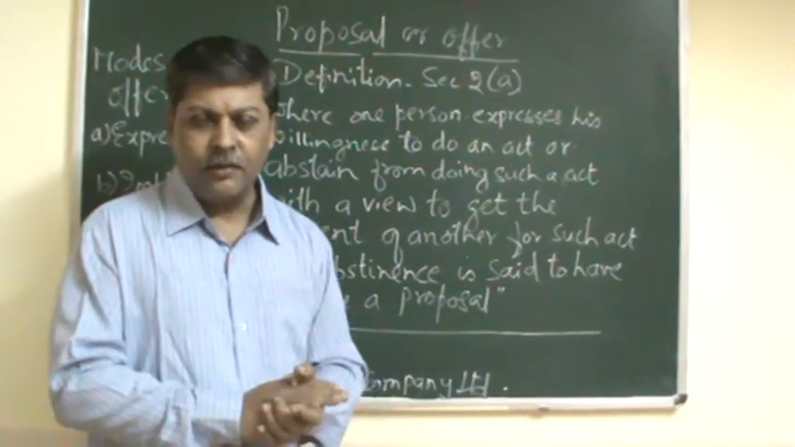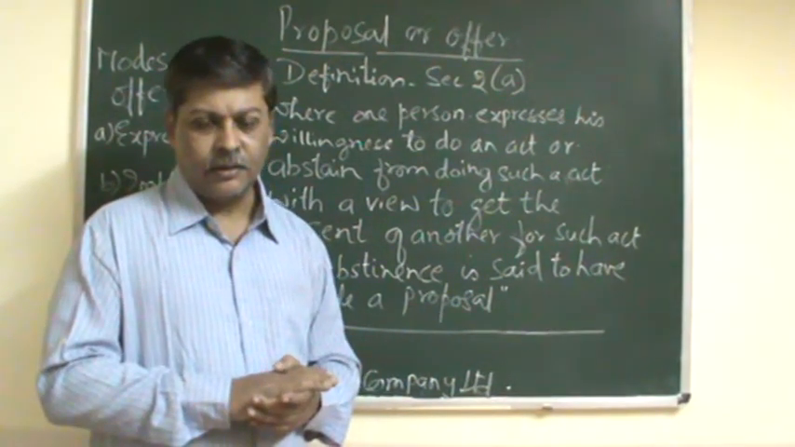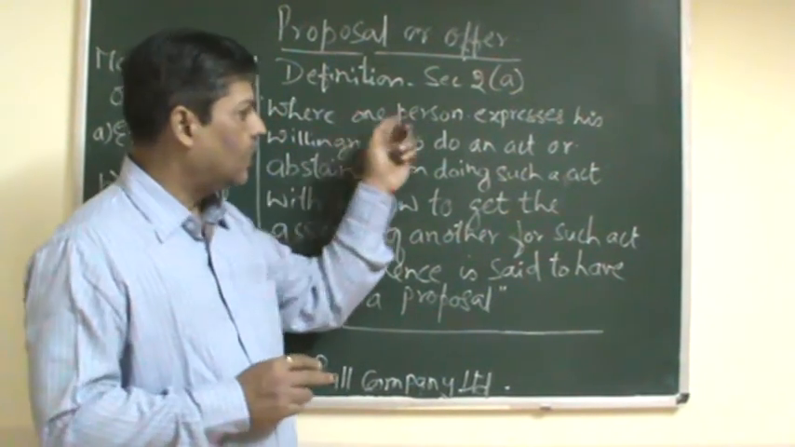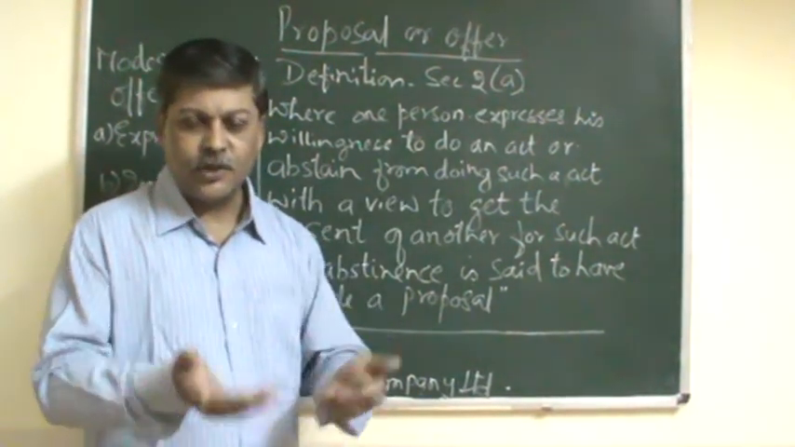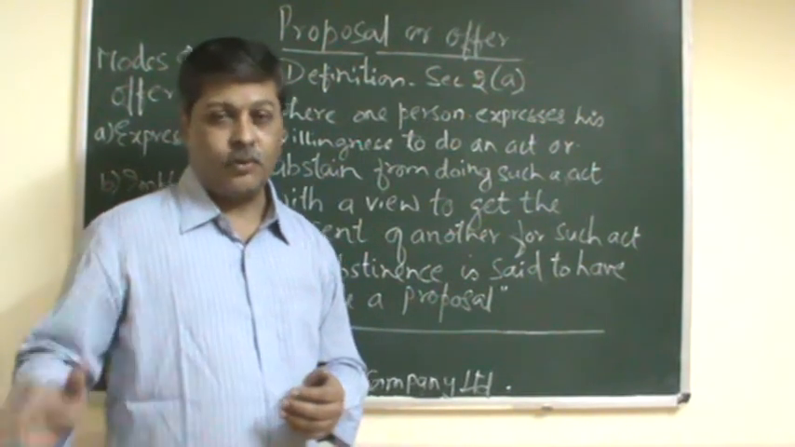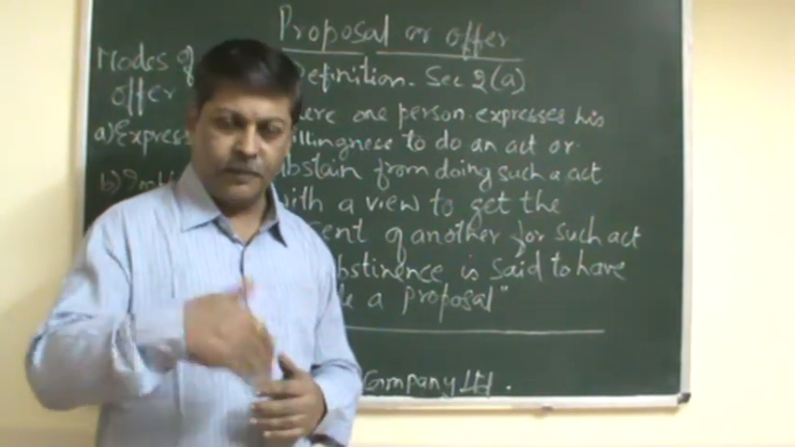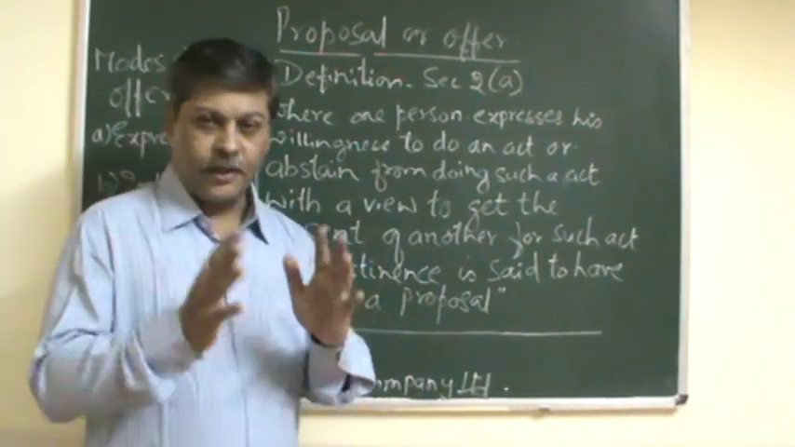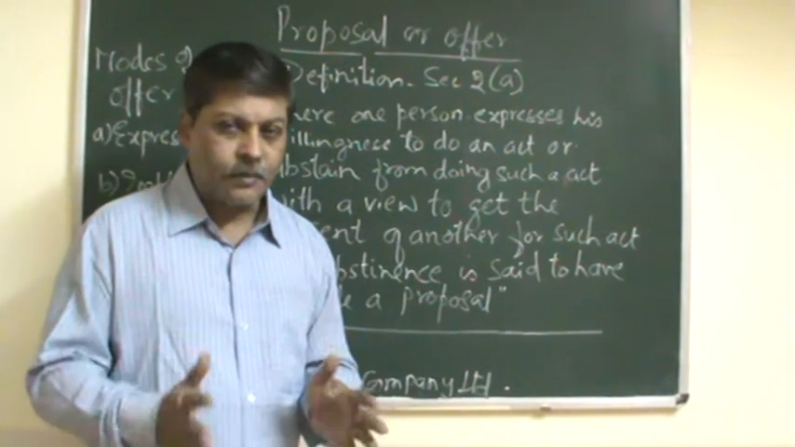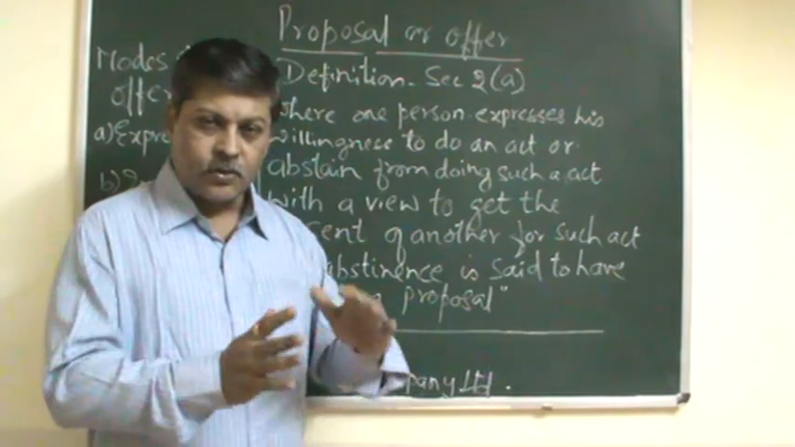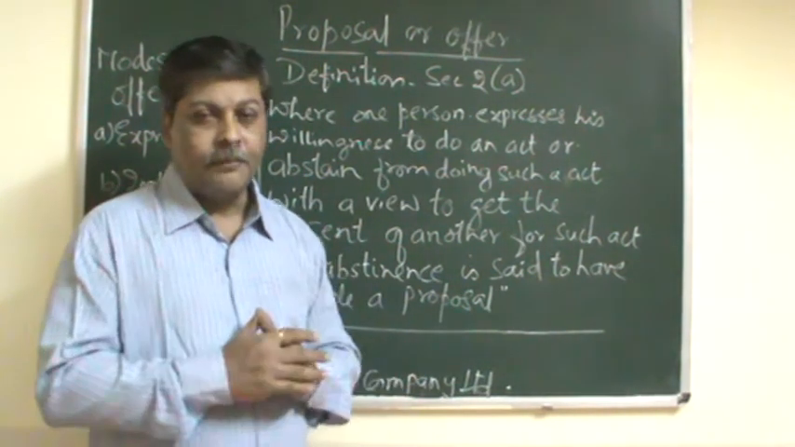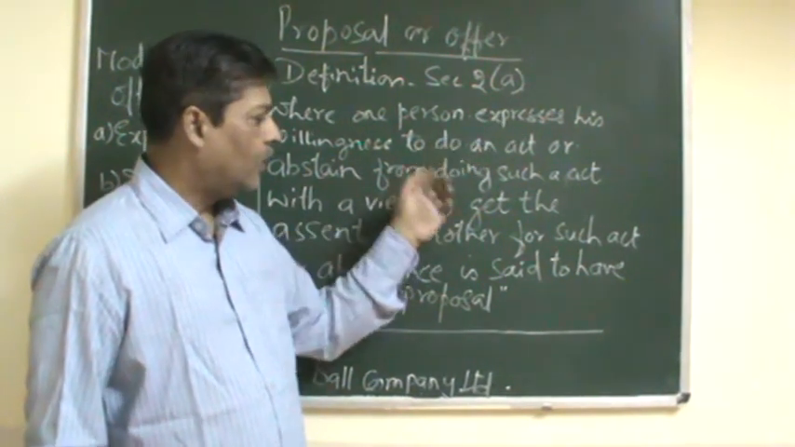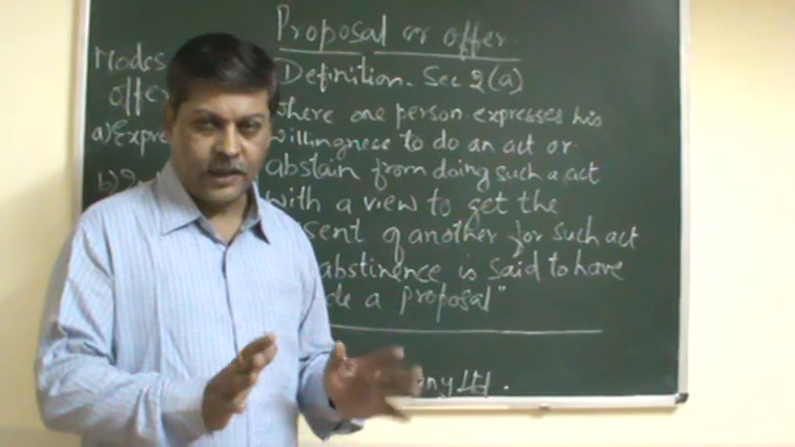Usually in a contract there are two parties. In two parties, one person expresses his willingness to do an act or to abstain, not to do an act. So it may be in a positive sense or it may be in a negative sense. To form a contract there must be two persons, as we have already seen. So one person expresses willingness to do or not to do an act.